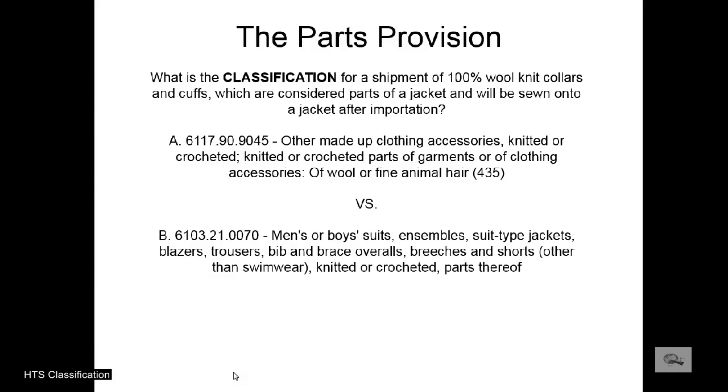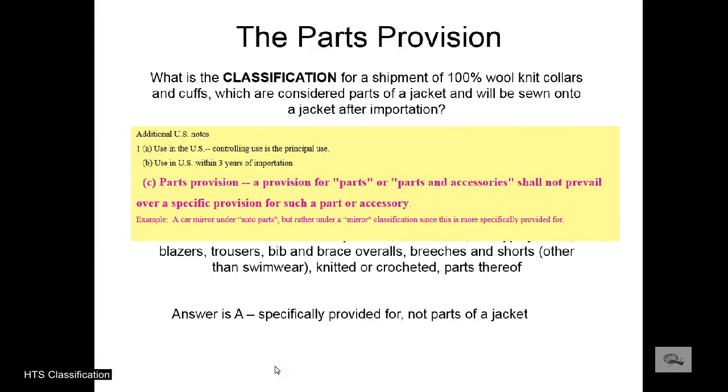Unlike most of the rest of the world, countries that use the HTS, the U.S. has a special provision applying to parts, where many HTS countries would classify an item as a part of the parent product. The HTS US requires classification of each part where it is specifically provided for. So, an auto mirror isn't a car part, but should be classified under the mirror section of the tariff because it's specifically provided for there.